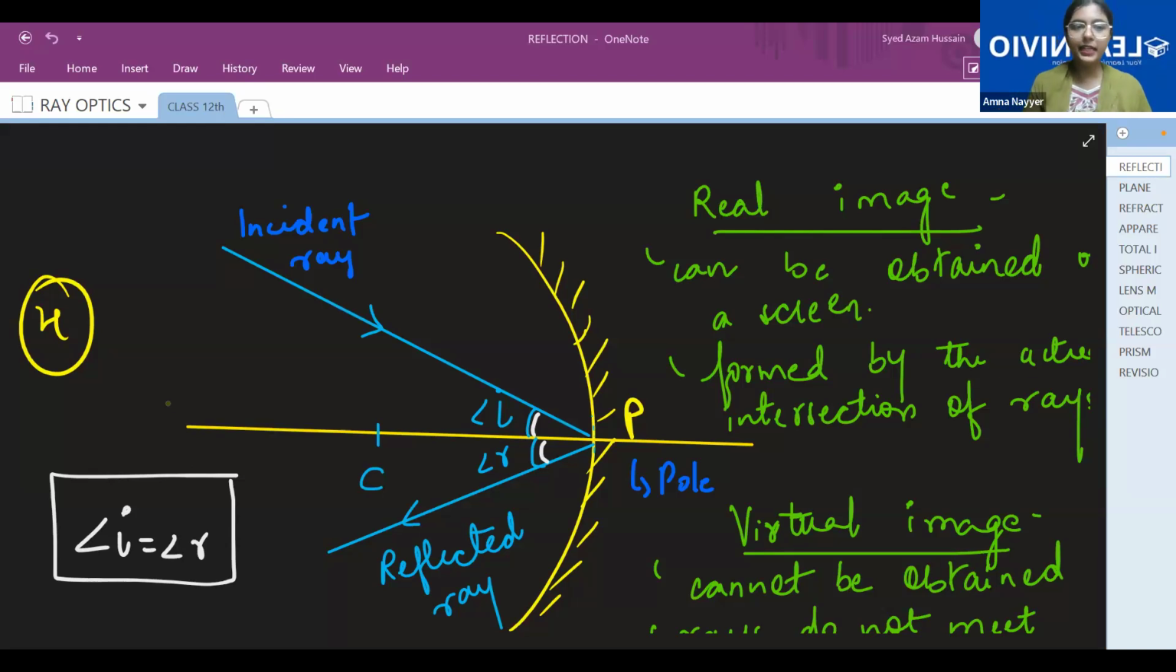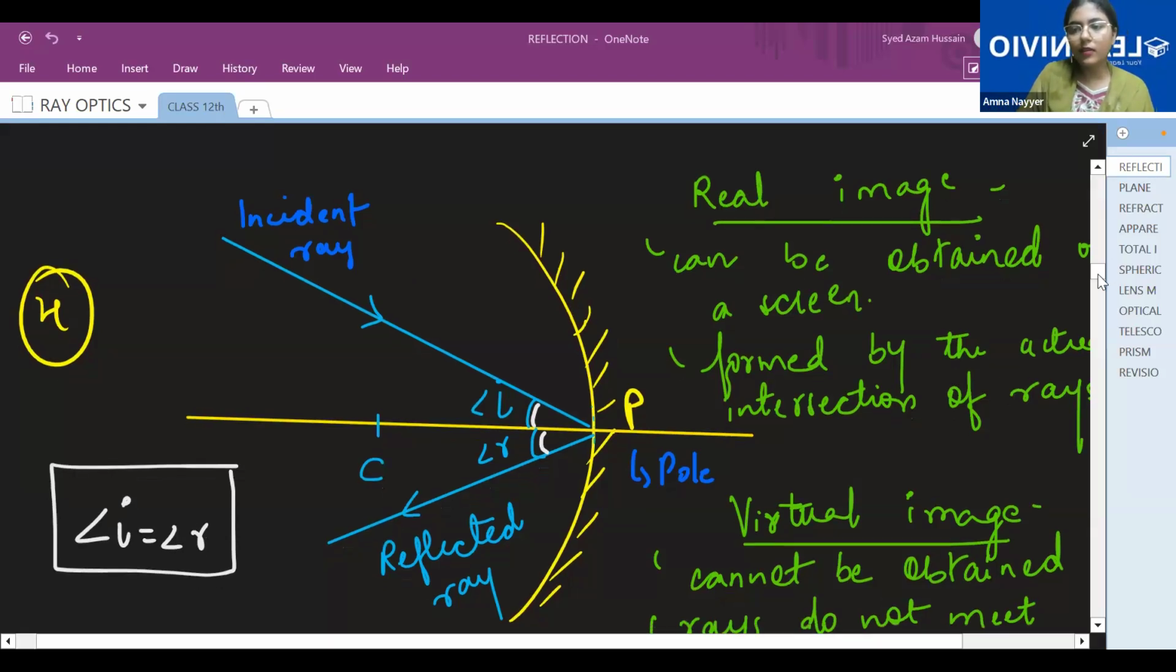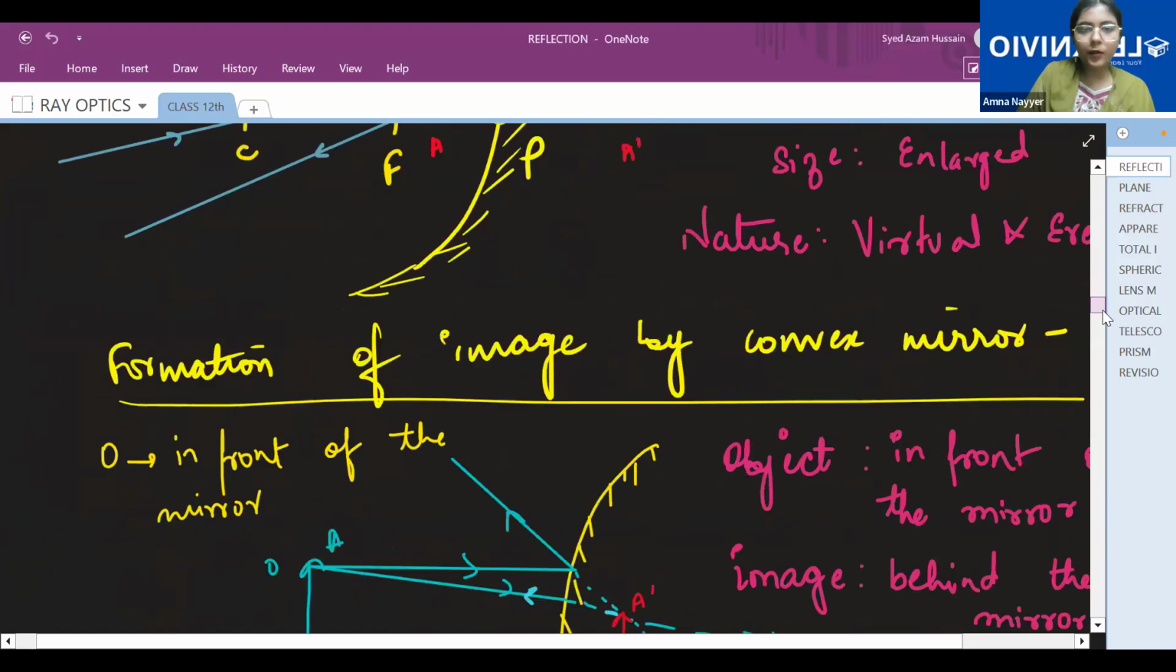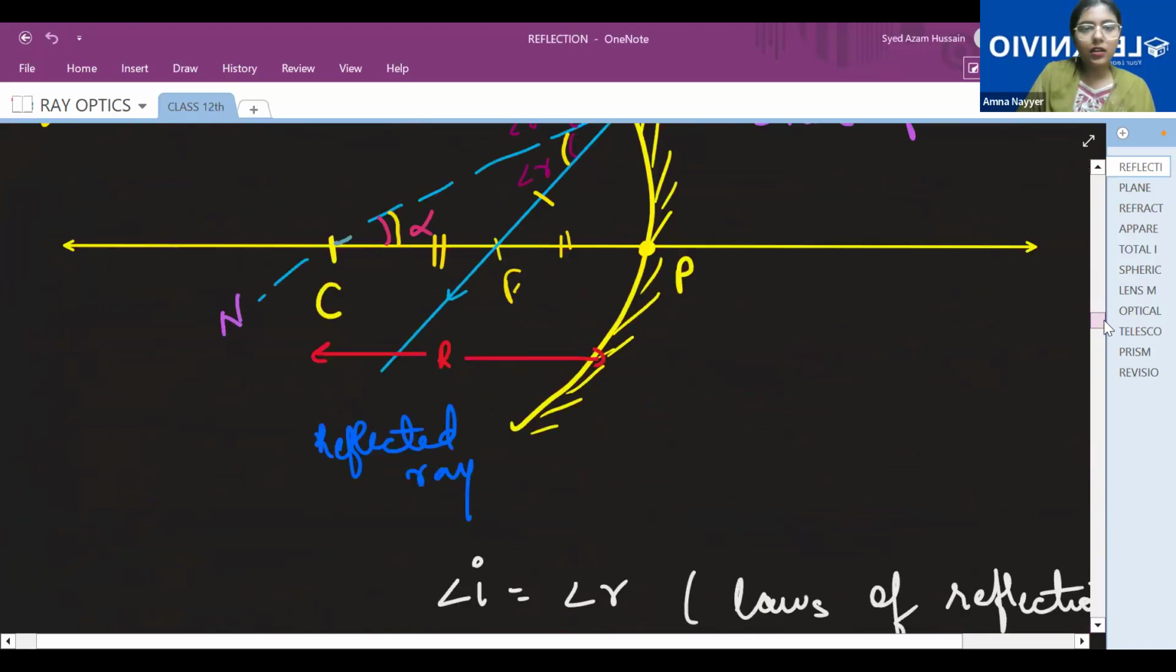In the last class, we completed till the focal length. What was the relation of focal length and the radius? Focal length is half of the radius. And there was a small derivation also, which we did. So all the cases we have seen, all the 4 rules.